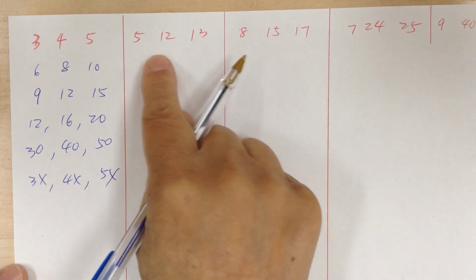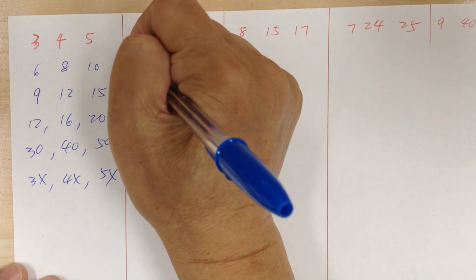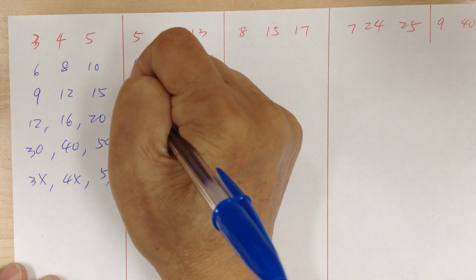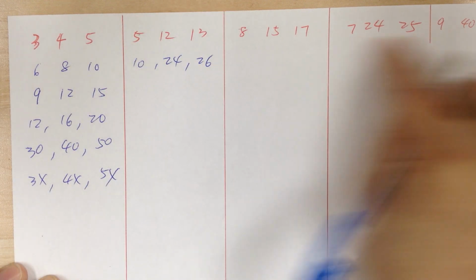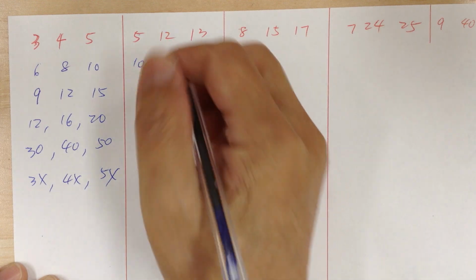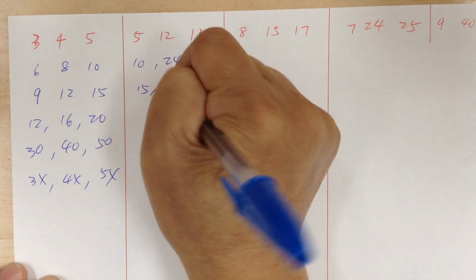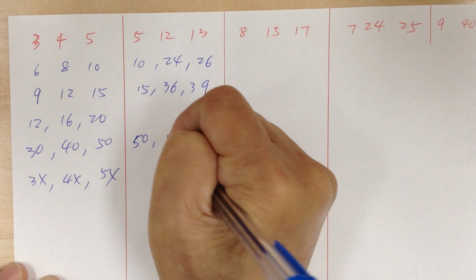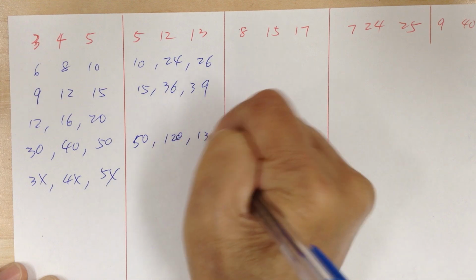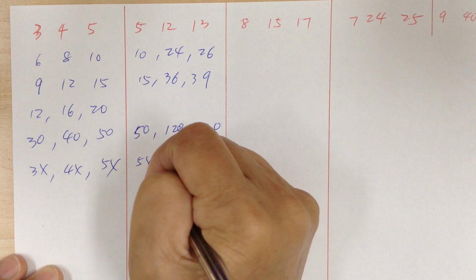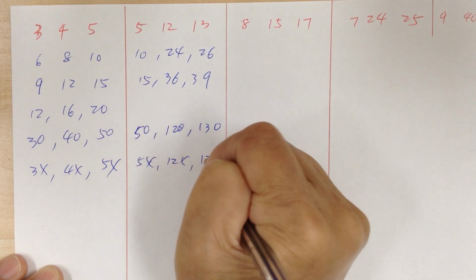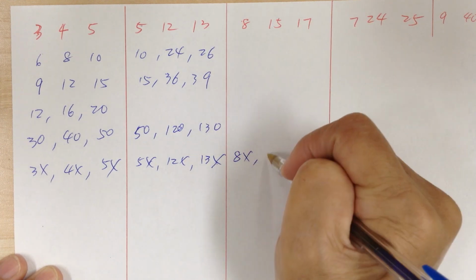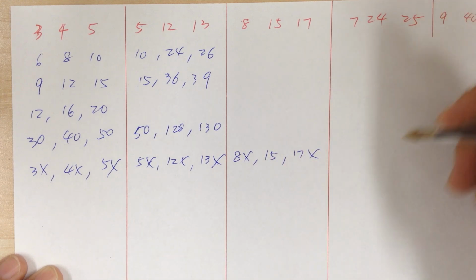Now, same thing with this. You can have any multiple of that. If you multiply by 2, you get 10, 24, 26. If you multiply by 3, so everything's all based on your primary triples, you get 15, 36, 39. If you multiply by 10, you get 50, 120, and 130. So they have a ratio of 5x, 12x, and 13x, and so forth. So this will have a ratio of any multiple of 8x, 15x, and 17x, and so forth.